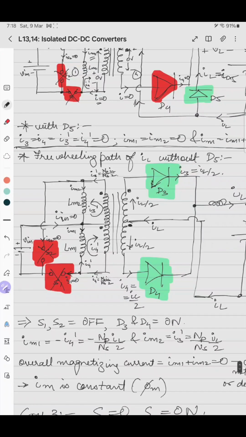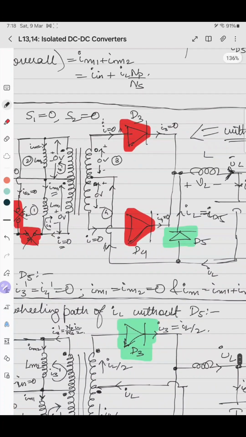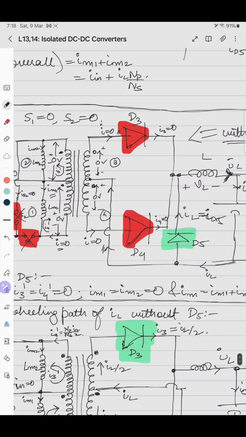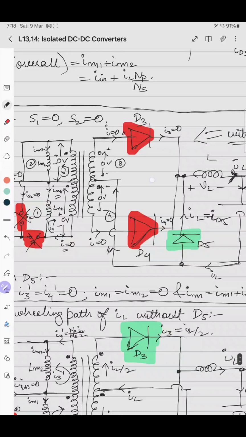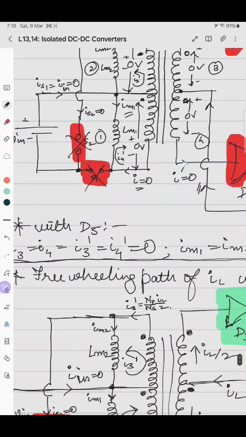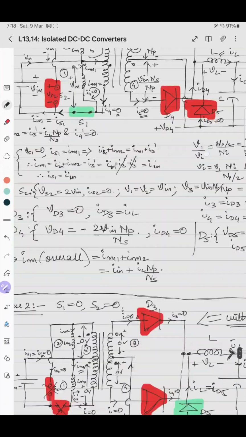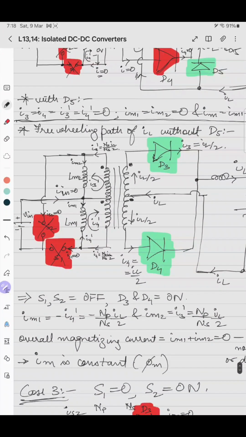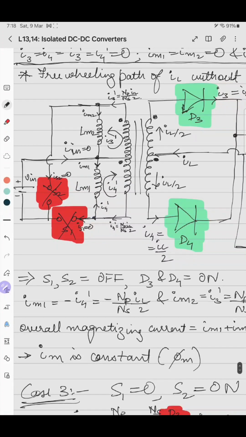In the same case, there is a diode D5 which is seen here. So IL, instead of freewheeling through D3 and D4, freewheels through D5. Similarly, I3 becomes 0, I4 becomes 0. The magnetizing currents IM1, IM2 both are 0. Input current is 0. Everything is 0. So the core is not magnetized. And when D5 was absent, D3 and D4 were forcefully turned on. So one component of the magnetizing branch was magnetized, the other component was demagnetized simultaneously. So that's why the overall magnetization is constant.